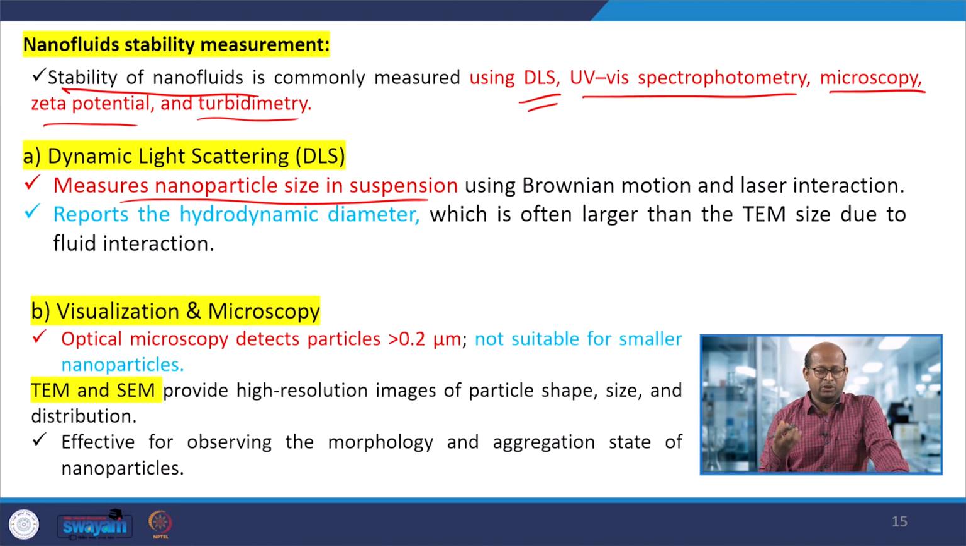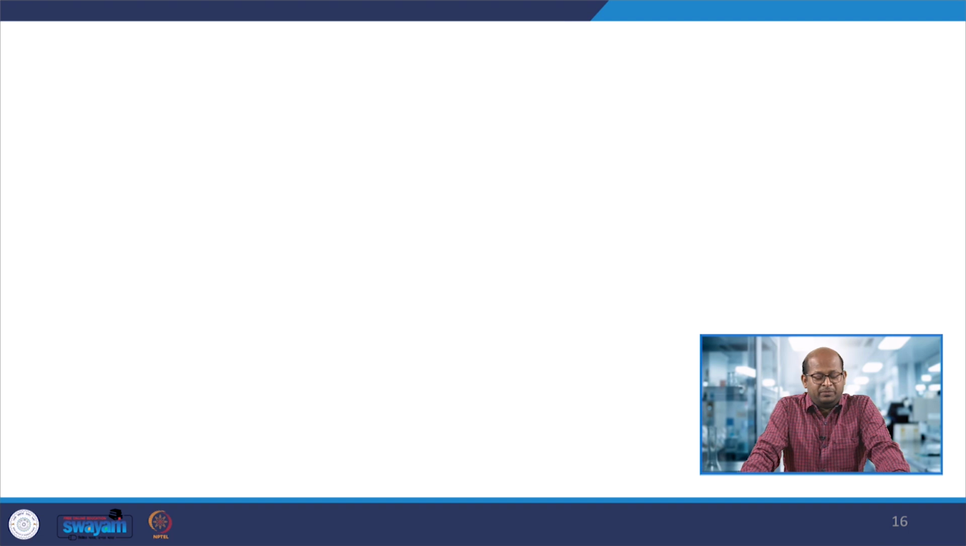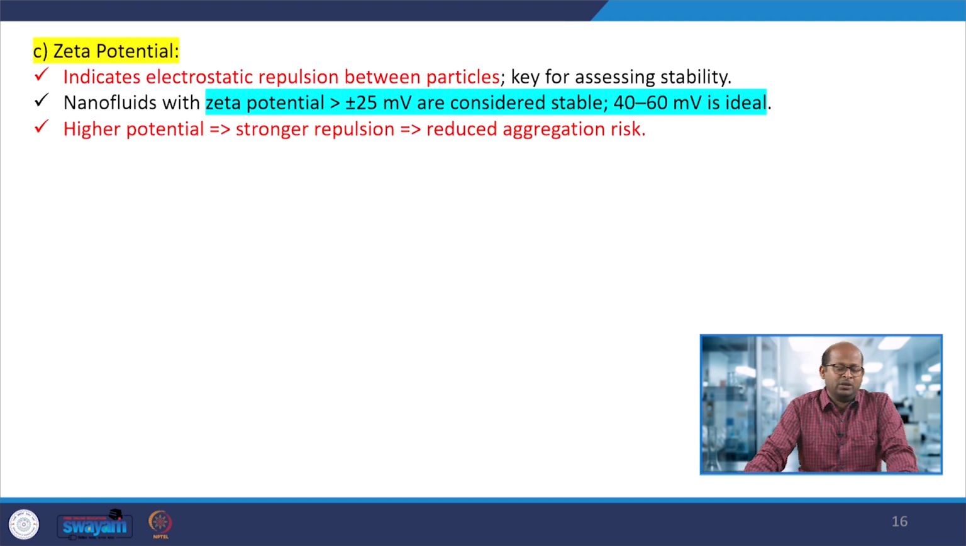Here the nanoparticles move inside the fluid in Brownian motion. They interact with the laser, and then we can measure the hydrodynamic diameter of the nanomaterials or nanoparticles dispersed in the base fluid. The visualization or microscopic method is also there. In this method we can detect particles if they are greater than 0.2 micrometers, and it is not suitable for smaller nanoparticles. If the particles have a very small diameter, we cannot measure properly. And zeta potential we have also discussed.